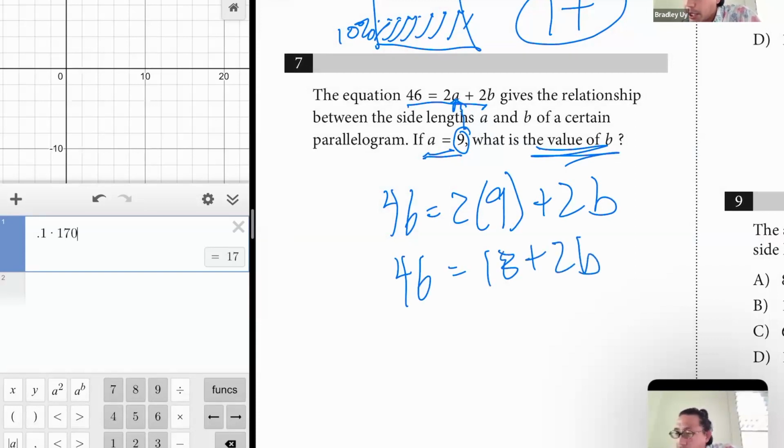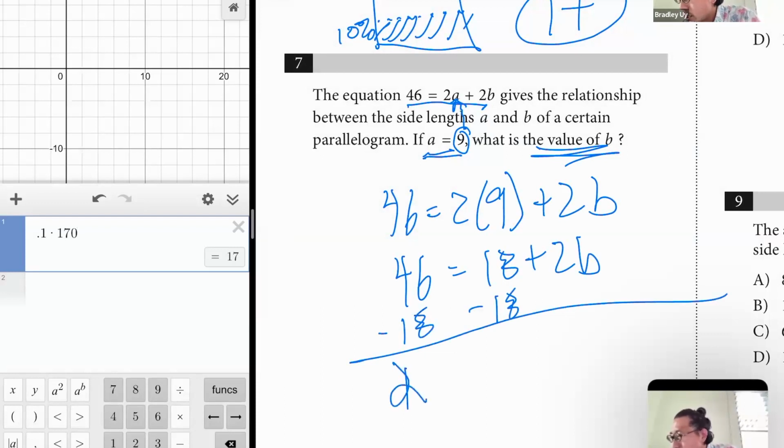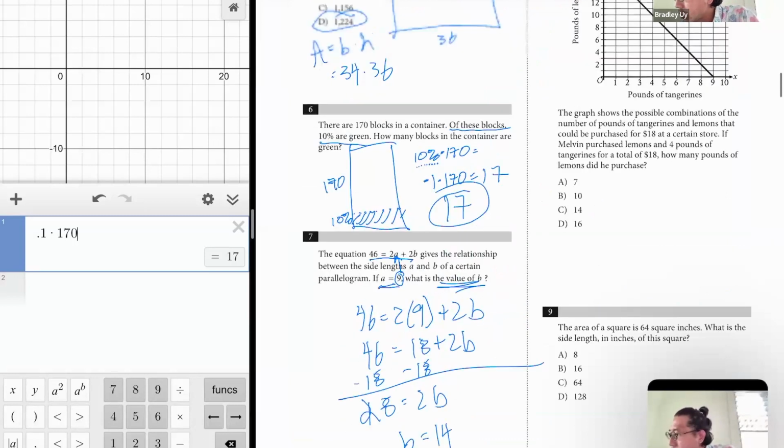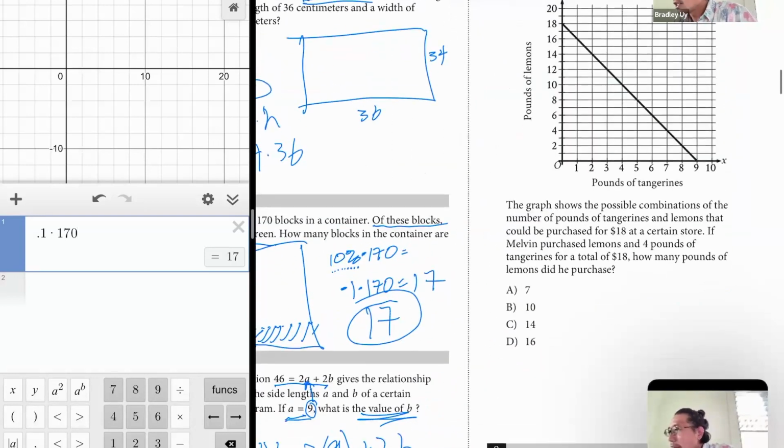We could obviously plug this into Desmos as I showed earlier, but we can just solve this by hand. We're going to subtract 18 from both sides. This gives us 28 equals 2b, and divide by 2, b equals 14. All right. Next. I like this question.